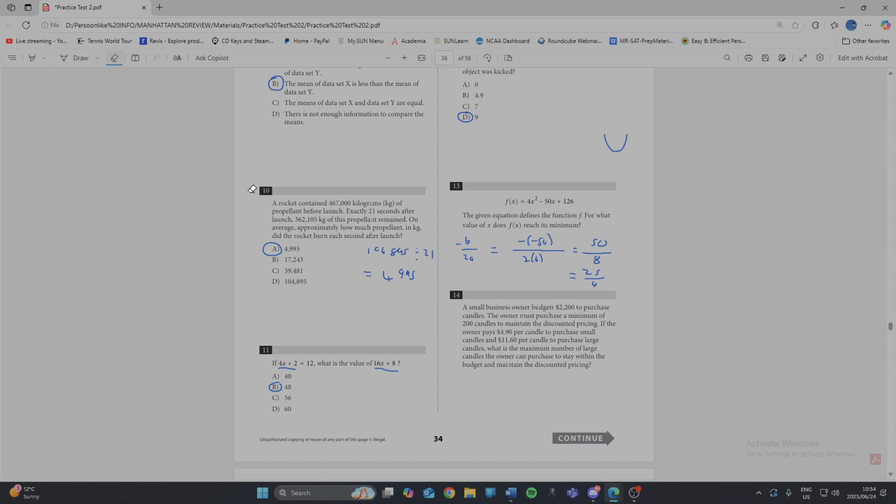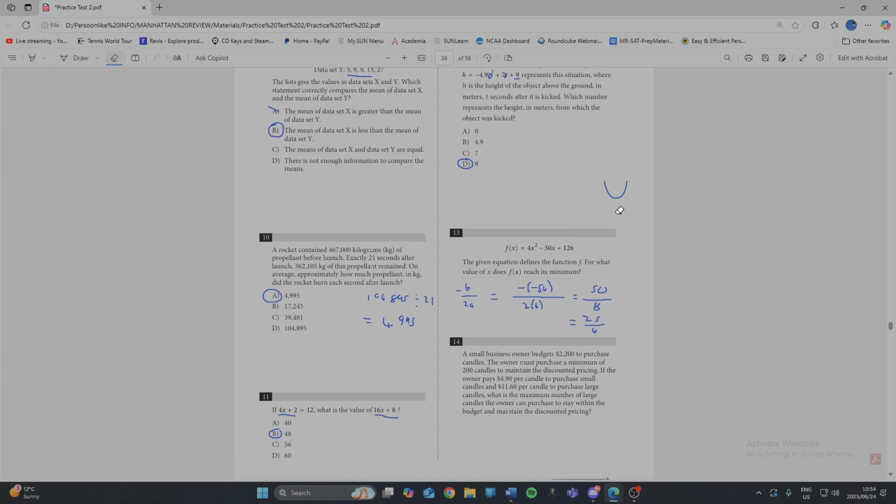The next question will take up a bit of space, so I will do some of it up here. Sorry, so this was D. Let me just take out some of this. So 13 is 25 over 4. Okay, let's get to 14.